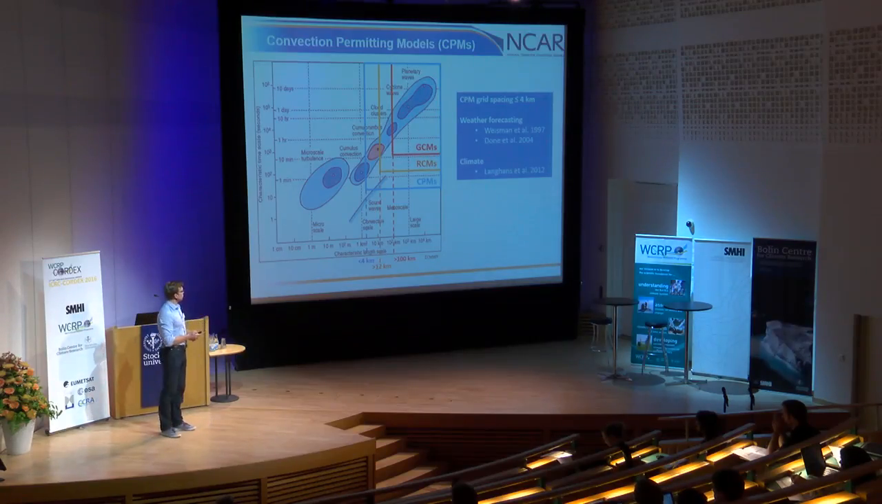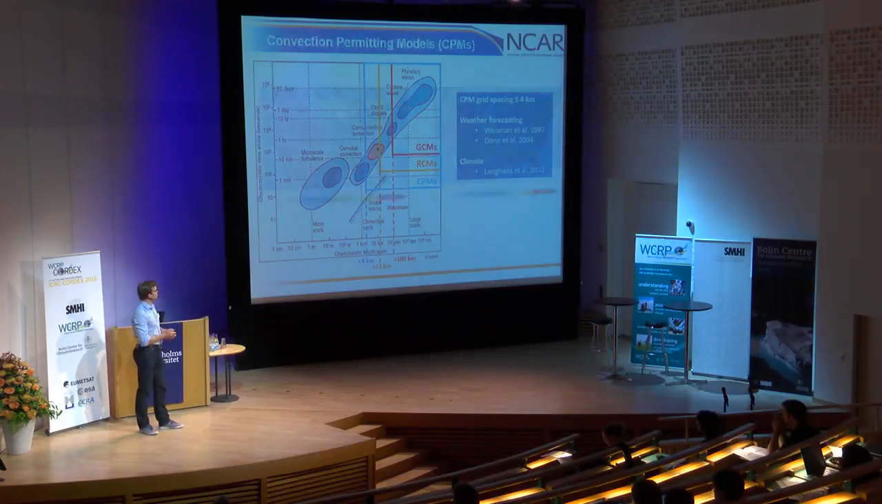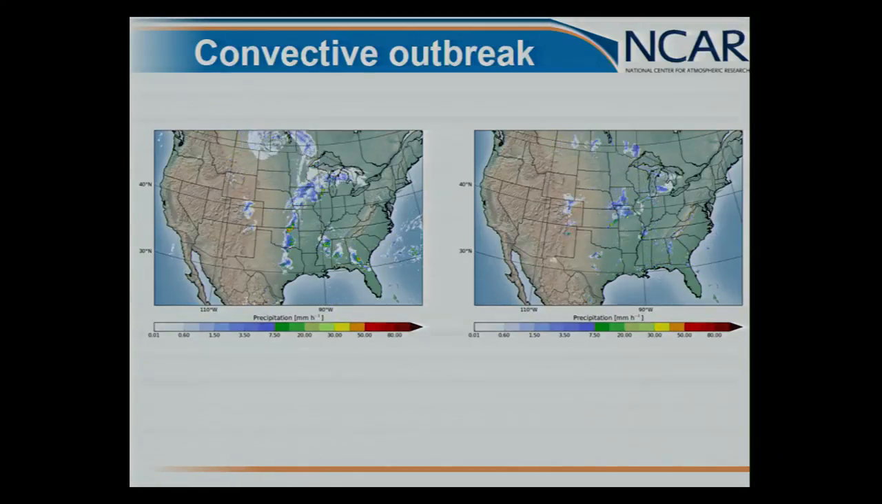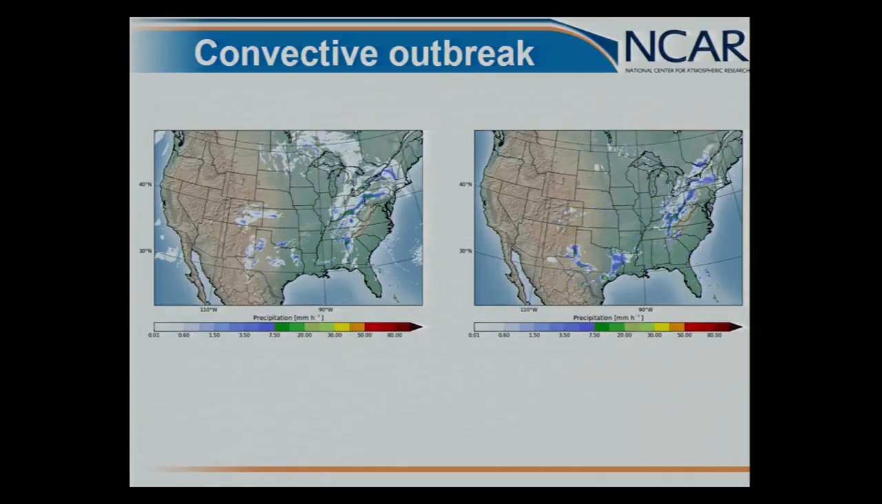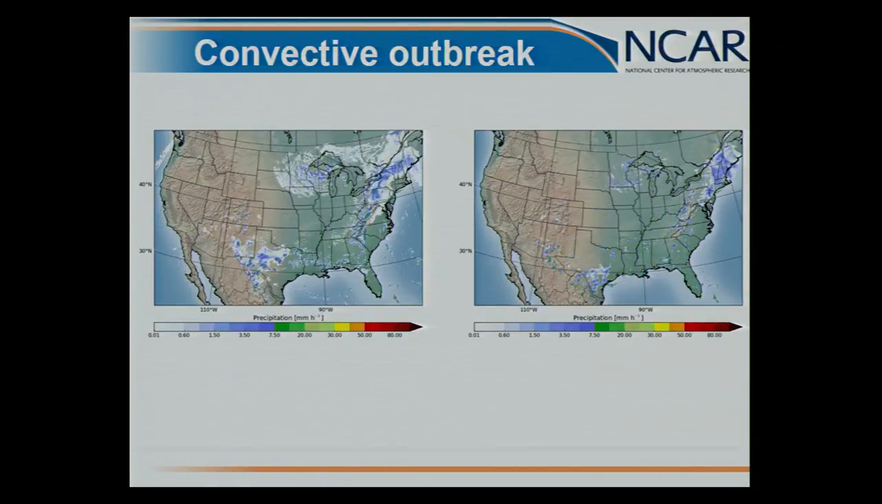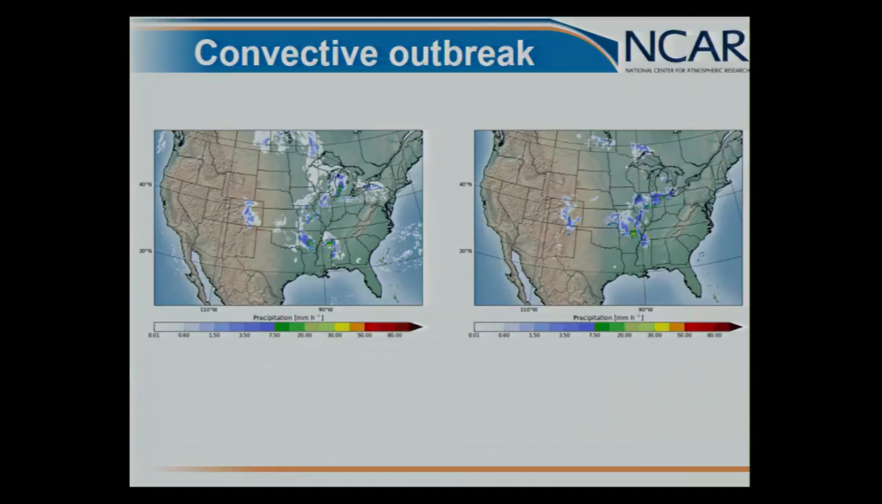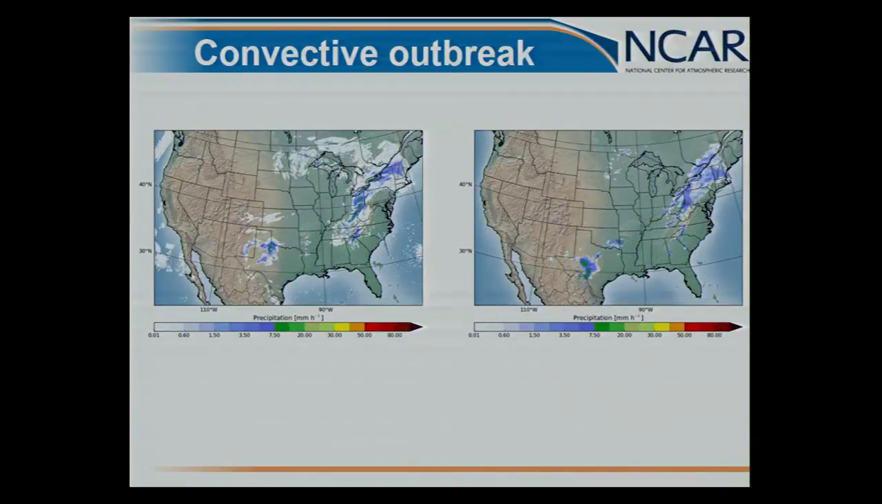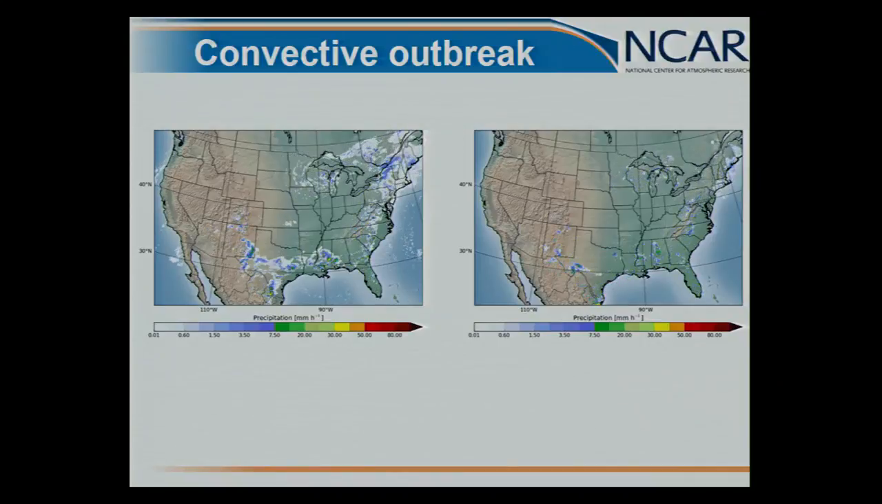So to give you a feeling what this kind of models are able to do, I wanted to show you this animation. And basically what you can see here is a May outbreak of deep convection in the central United States. And there are two maps. One is an observational data set, and the other one is coming from a 4-kilometer WRF simulation, which explicitly resolves deep convection. And I just want you to quickly guess which one is the observation and which one is the model.